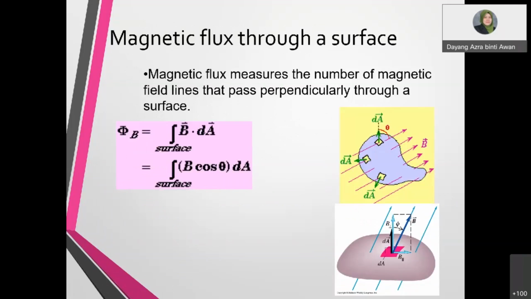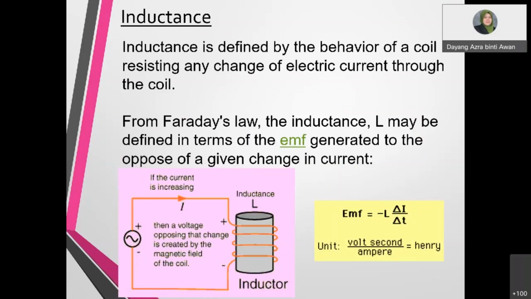So this is the integration of the magnetic flux through a given surface. You don't need to emphasize it in detail here because you will learn it in your other courses, just a brief look. And then we have inductance, which is the behavior of a coil in resisting any change of electric current through the coil.